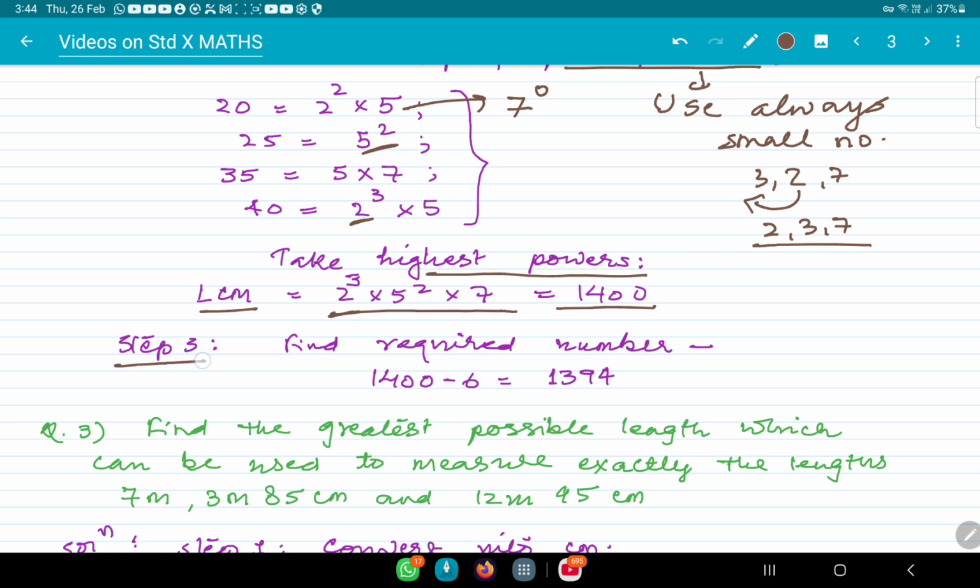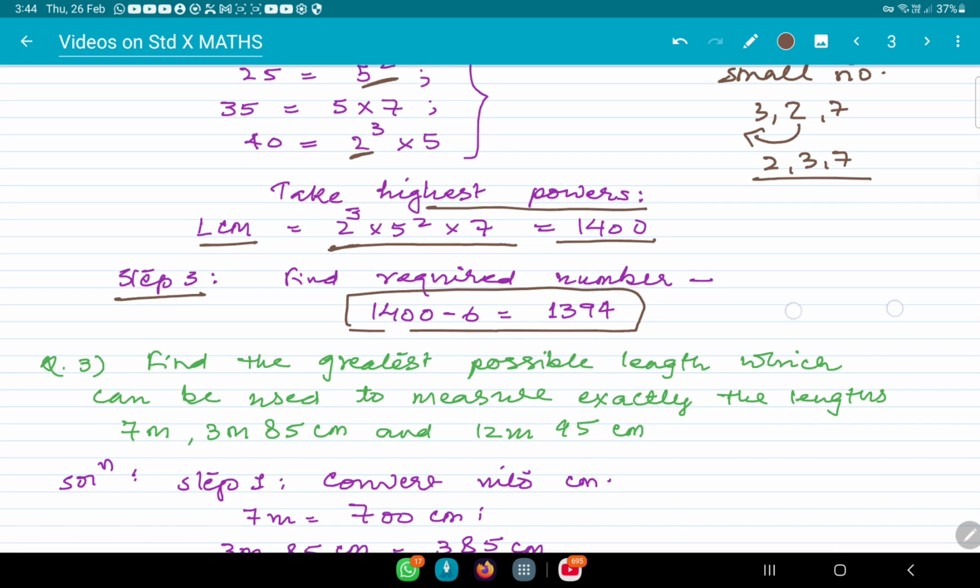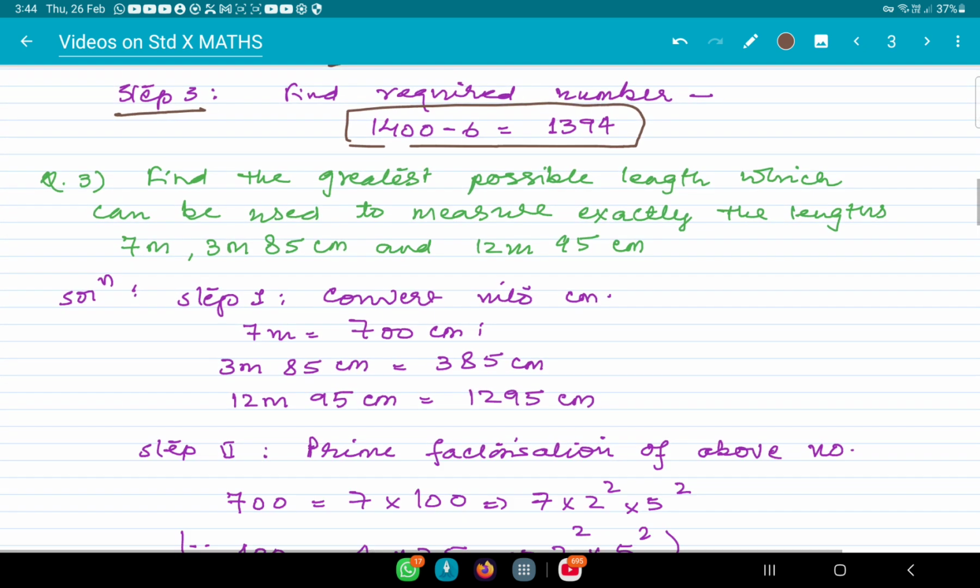So in step 3, what will we do? We have to find the required number. So how will we find the required number? Just subtract 6 from 1400. So we will get the required number as 1394.